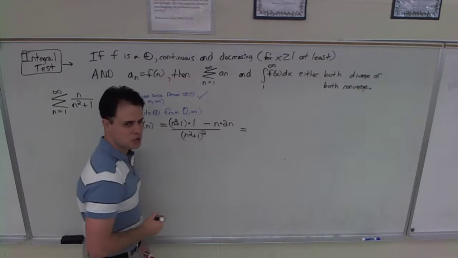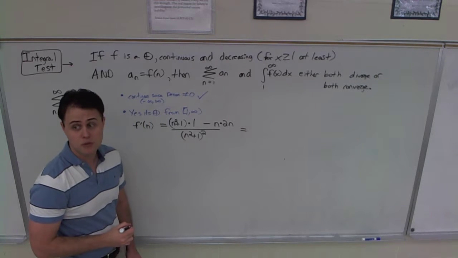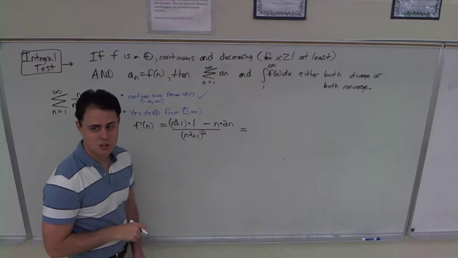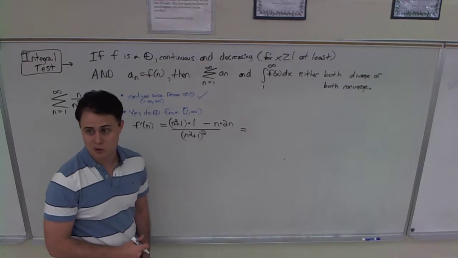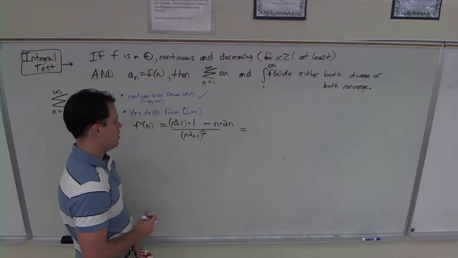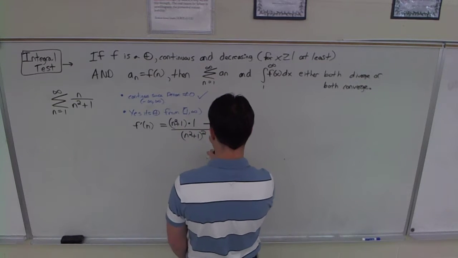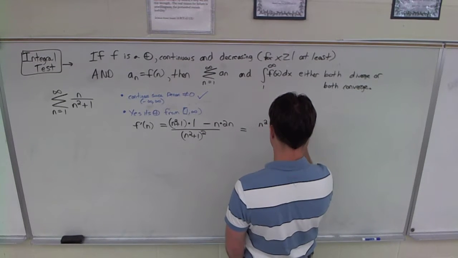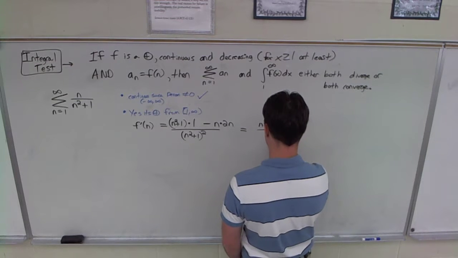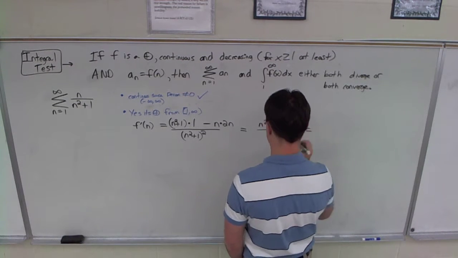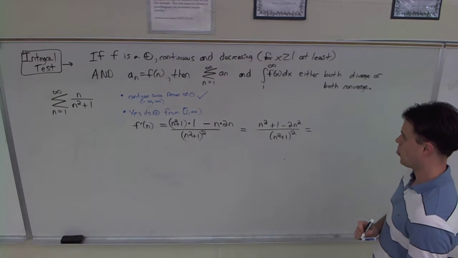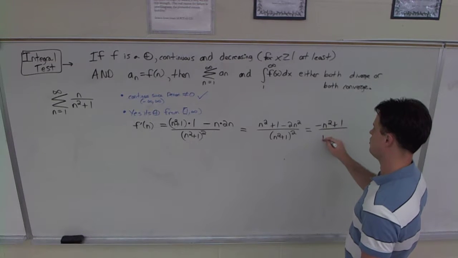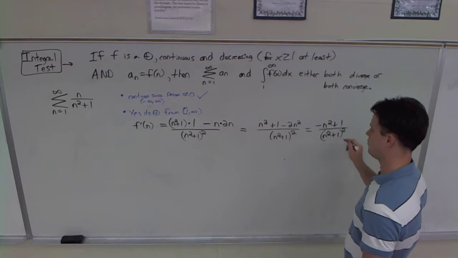Now that looks ugly. Remember, we're just trying to establish that this derivative is hopefully negative because we want decreasing, right? We want to be decreasing, getting smaller over time, as we've been talking about with series. So I just need to simplify that guy and see if something happens here. We've got n squared plus 1 minus 2n squared over n squared plus 1 squared. That combines like terms on top to negative n squared plus 1 over n squared plus 1 squared.